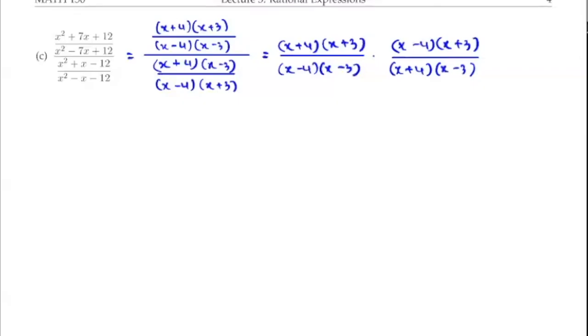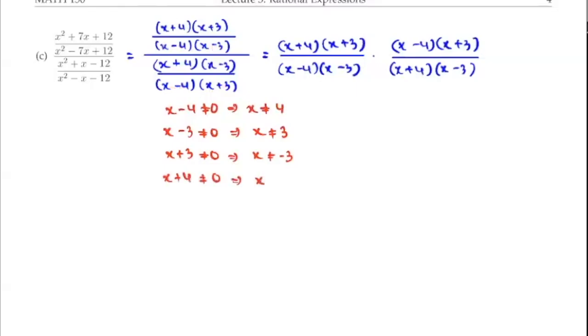Okay, next step is conditions. So here for x minus 4 and x minus 3, you do x minus 4 different from 0 implies that x different from 4. X minus 3 different from 0, x is different from 3. This condition, x minus 4 different from 0, we already got that, so we can ignore it. X plus 3 is different from 0. So you get x different from negative 3. And move on to the last denominator here. X plus 4 is different from 0, x minus 3 different from 0. But we already got x minus 3 different from 0, so we're good.